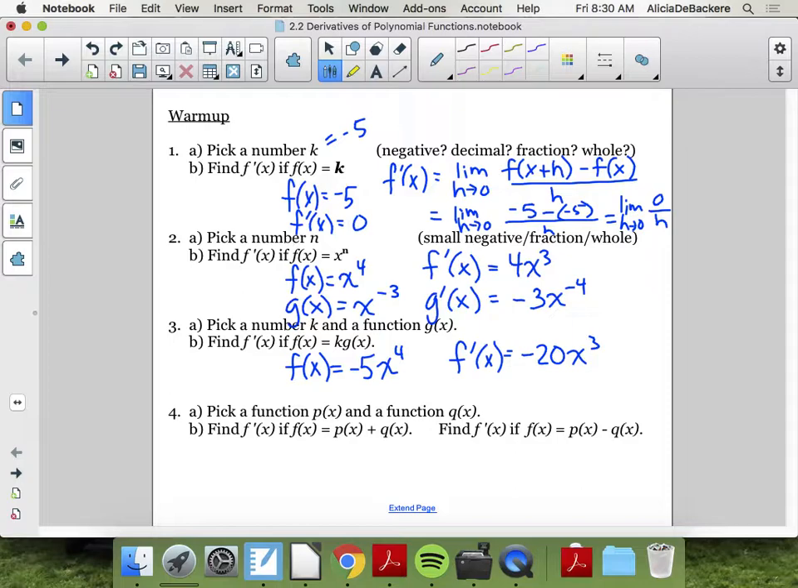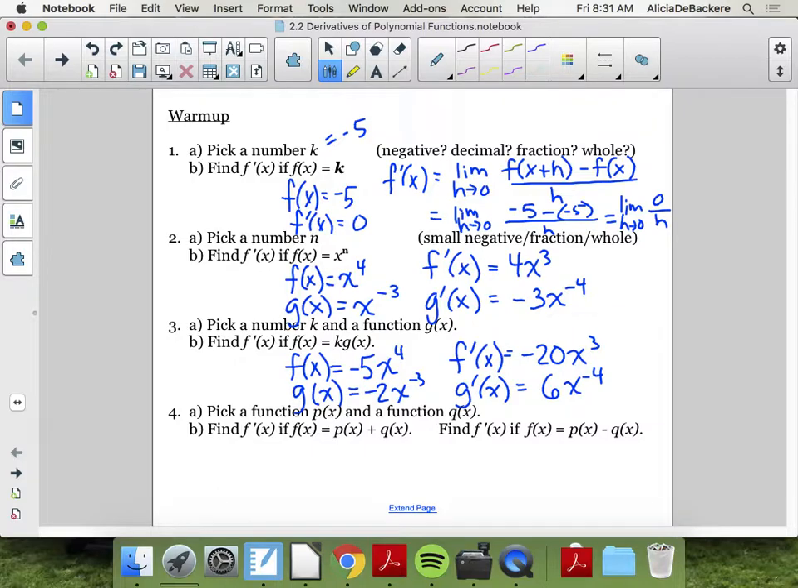And again, you're looking for some patterns, like how did I know that without having to go through my limits? And those are going to be our shortcut tricks. So likewise, we could have used our g at x from above, but added a coefficient in front. So maybe this time I multiply by -2. And then when I take the derivative this time, I'm going to get 6x to the -4. And so again, looking for some patterns there.